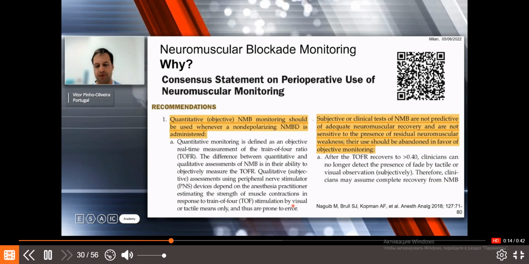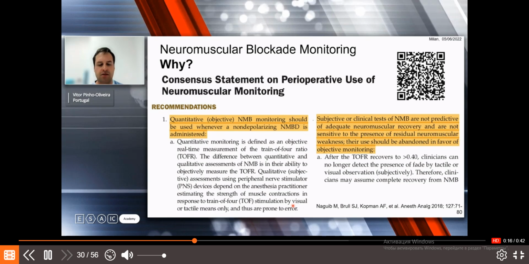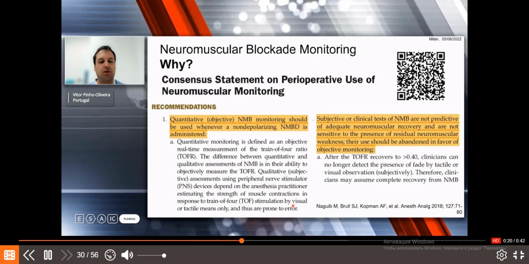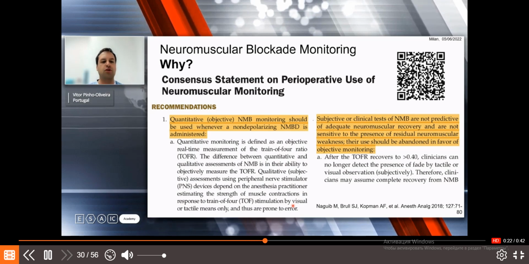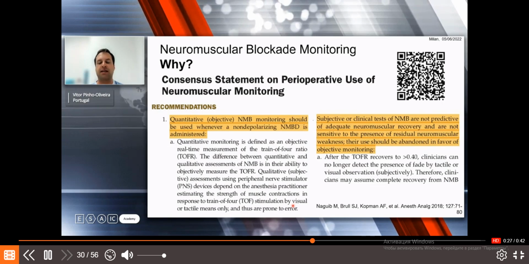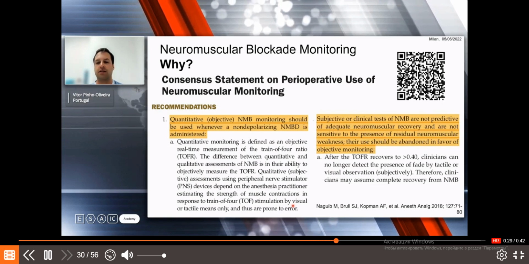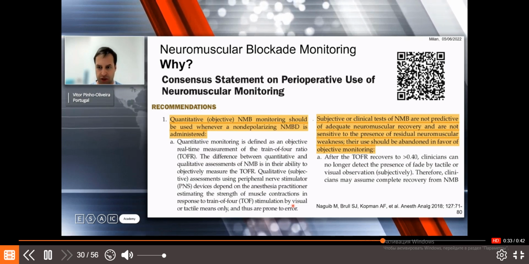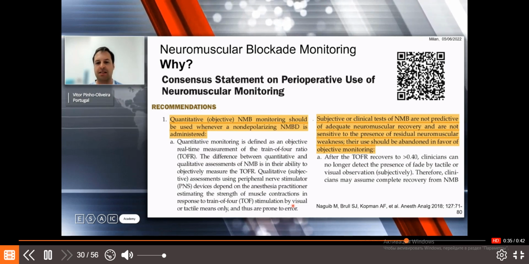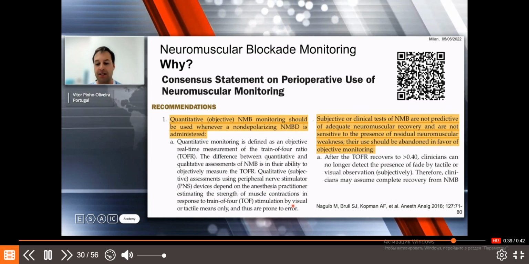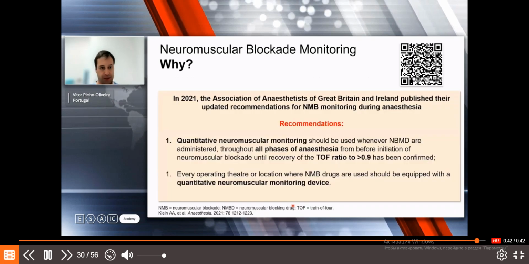This is a 2018 consensus group that stated clearly that quantitative objective neuromuscular blockade monitoring should be used whenever a non-depolarizing drug is administered. Subjective and/or clinical tests of neuromuscular blockade are not predictive of adequate neuromuscular recovery and are not sensitive to the presence of residual weakness. So they should be abandoned in favor of objective monitoring.